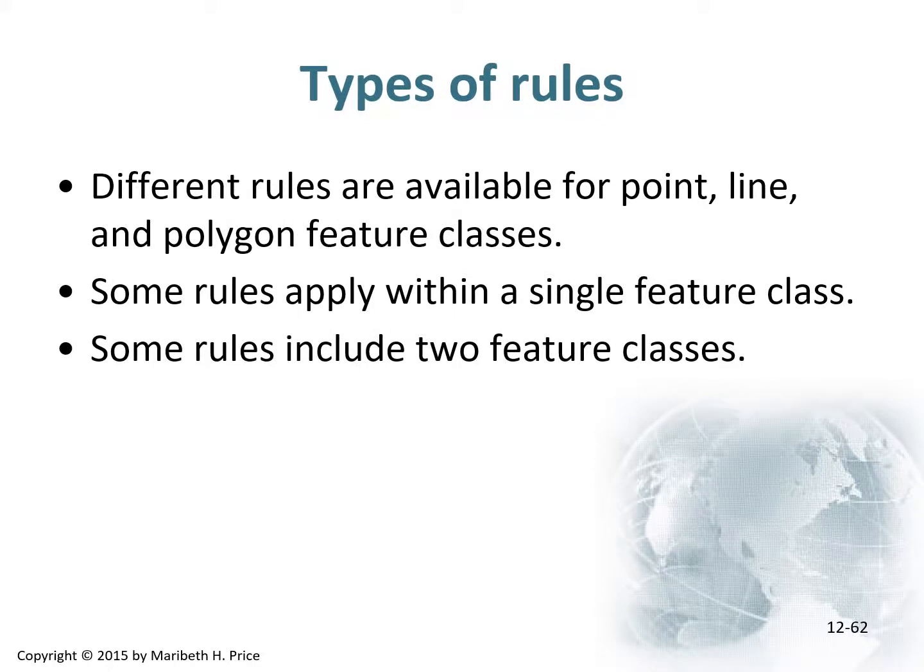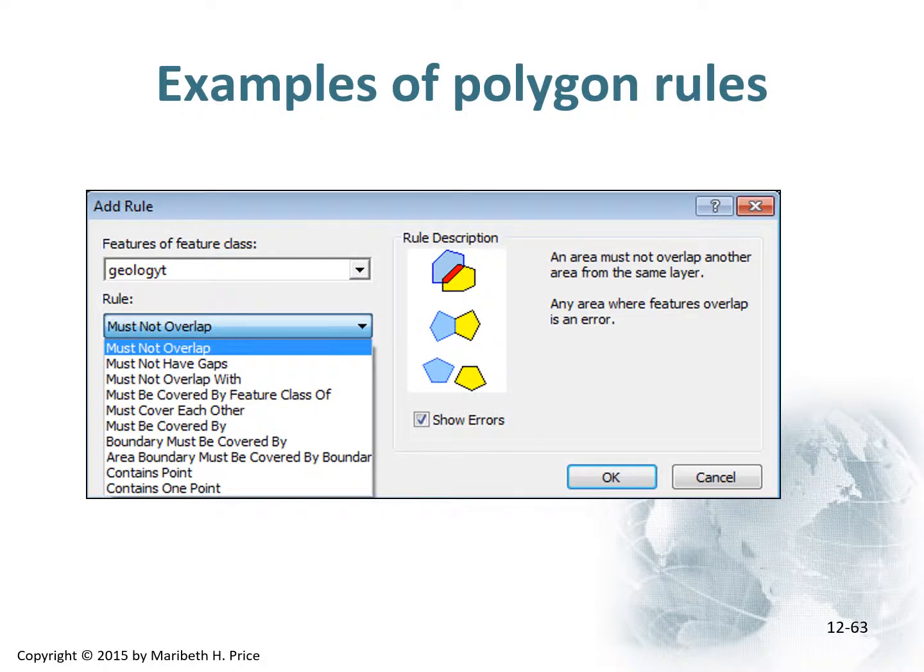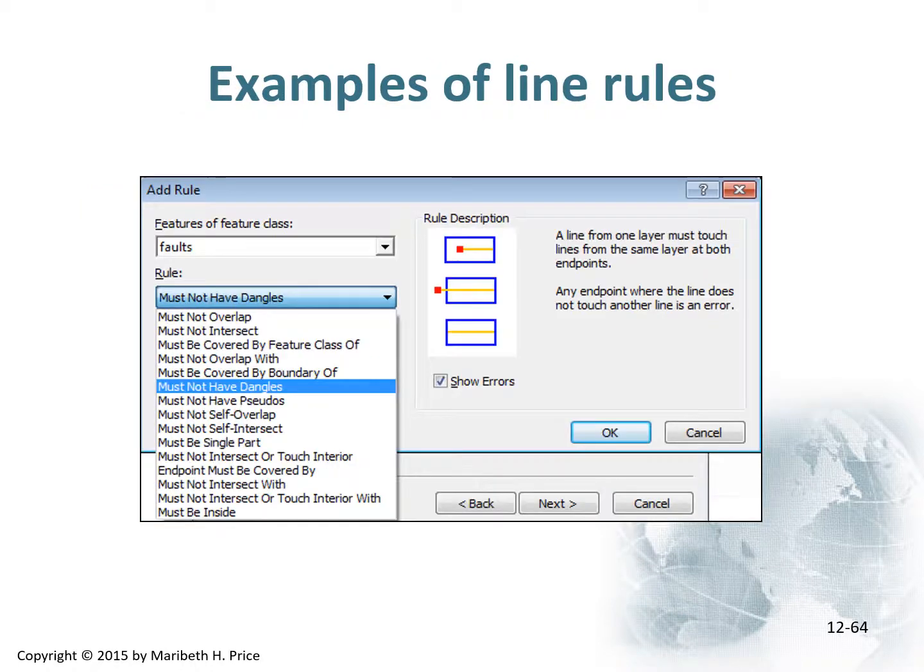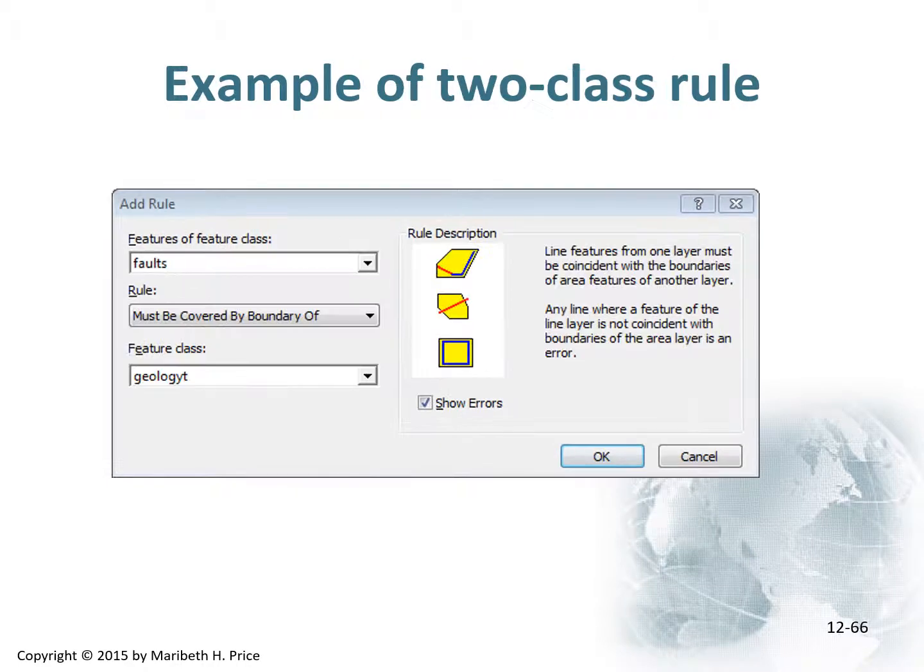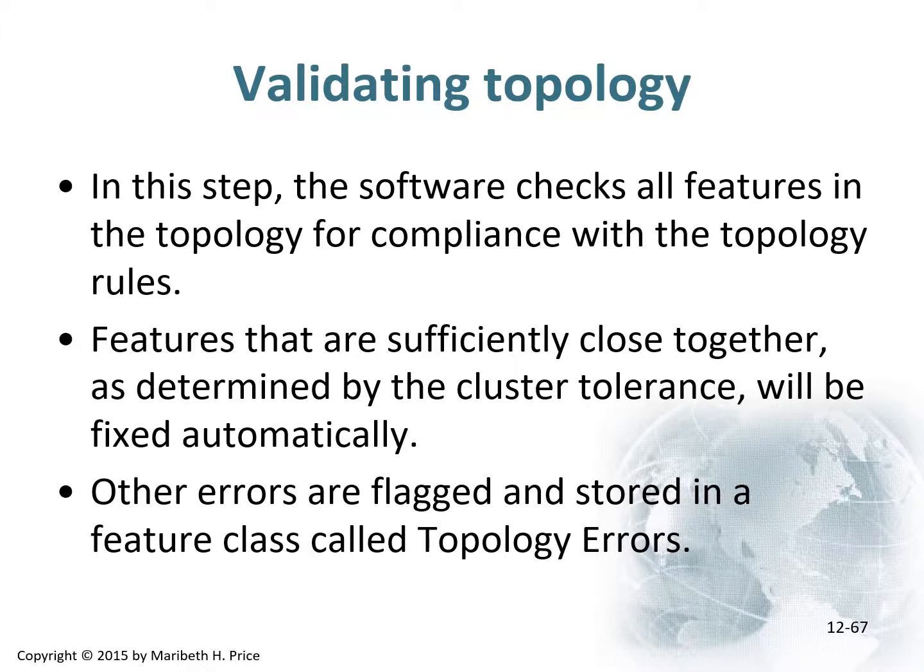Different kind of rules that are out there. There's a bunch of different ones. Here are a bunch of the examples of polygon rules. You should make yourself familiar with that list. If I'm feeling particularly vengeful, there could be test questions from that. Same way with these rules. You should have an idea of what some of the topological rules are for lines, endpoints, and multiple classes.